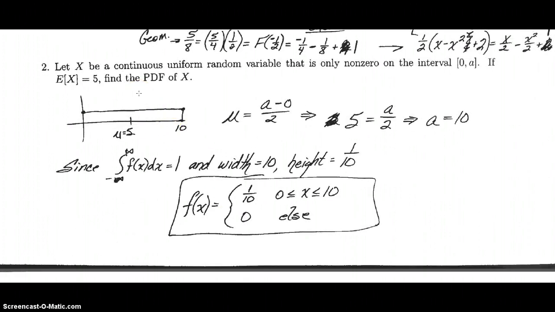Let x be a continuous uniform random variable. So we're on the interval 0 to a. If the expected value, if the mean is 5, and it's going to be this continuous line, think of 5 as the balance point. If it starts at 0, 5 is the balance point, it has to go through to 10. Now you could do that more rigorously, that would be fine.